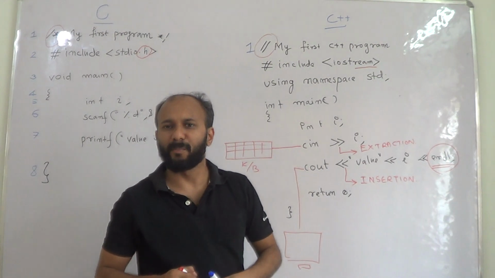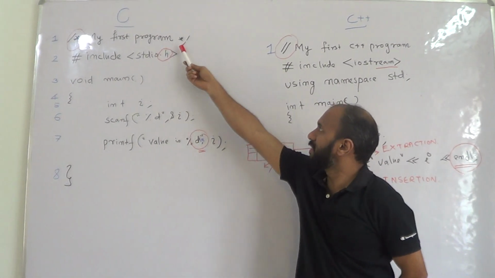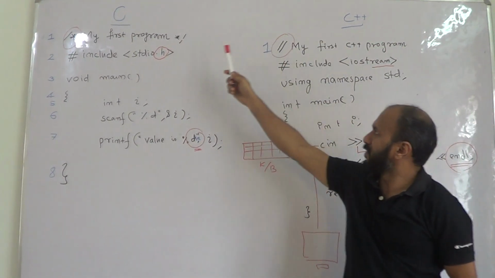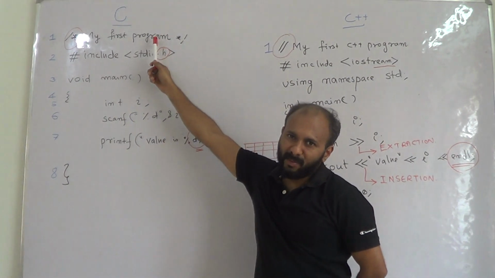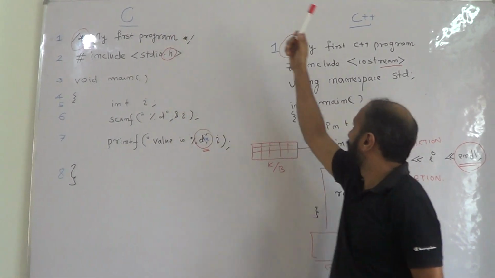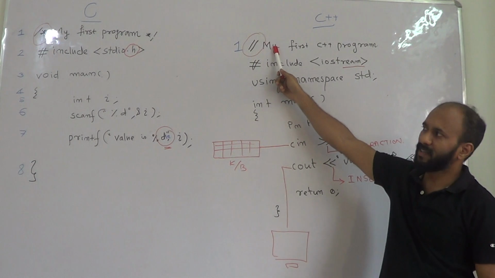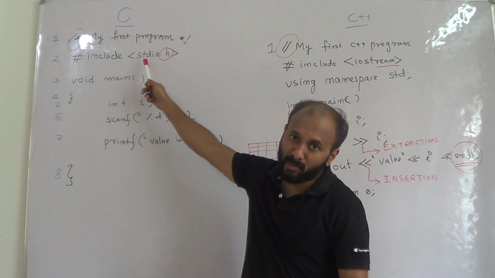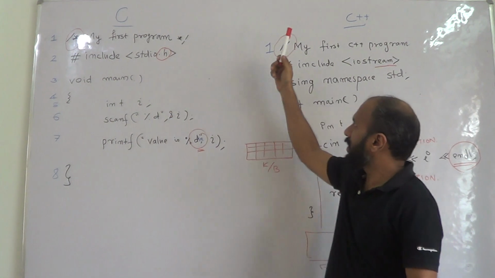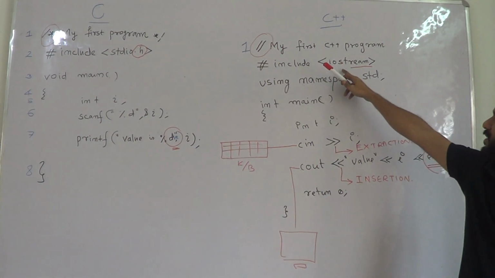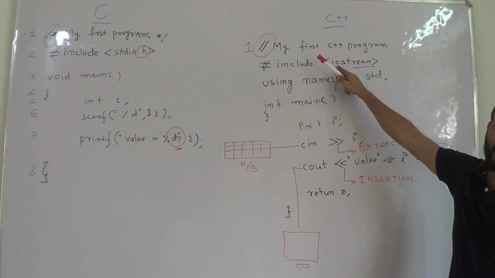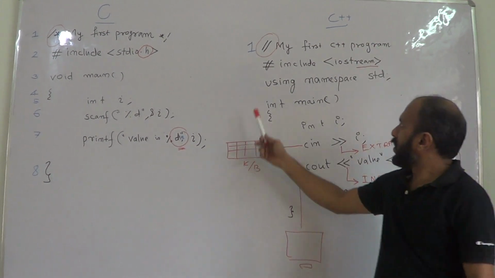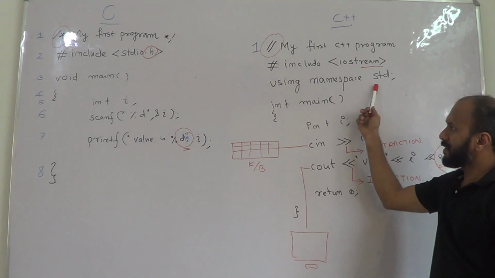Now quickly we can compare the difference between our first C and C++ program. Here we are using a multi-line comment. Instead of a multi-line comment, in C++ we are using a single line comment. Here my header file name is standard input output, but instead of that header file we have another header file, that is iostream. Now we will study this one later.